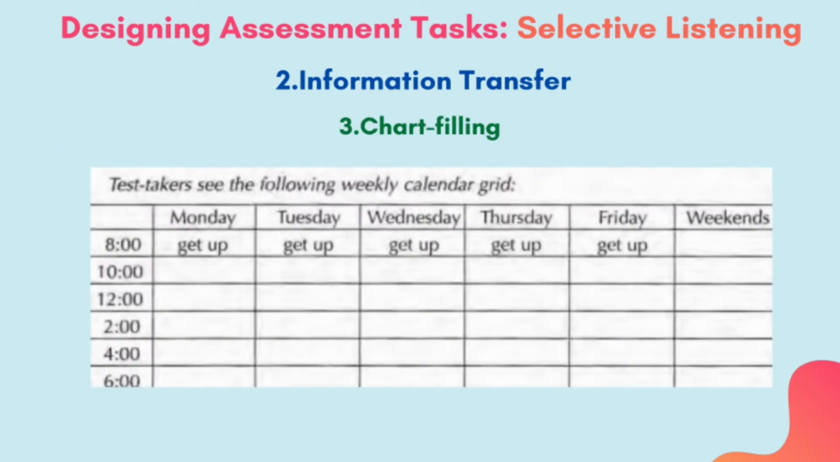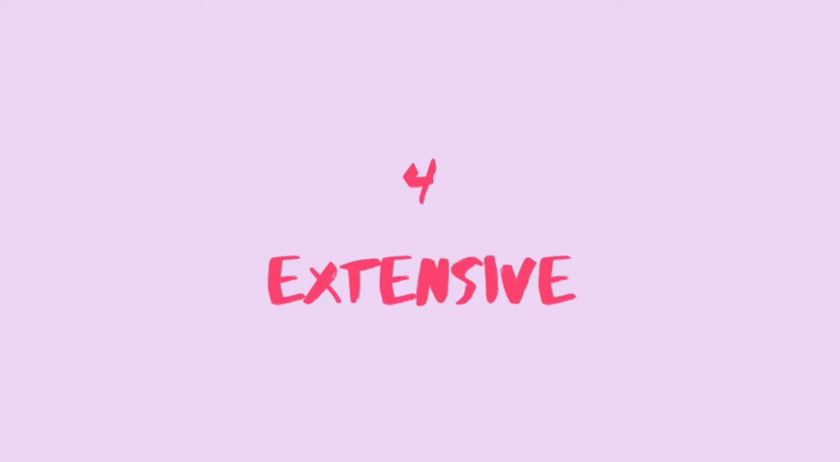Third, chart filling. In this example, we can hear one student's daily schedule and we should fill in the table to complete it. And finally, this is the last type of listening, which is extensive. Extensive is a global understanding of listening to a conversation and delivering a comprehensive message. For example, listening for the gist, for the main idea, and making inferences.